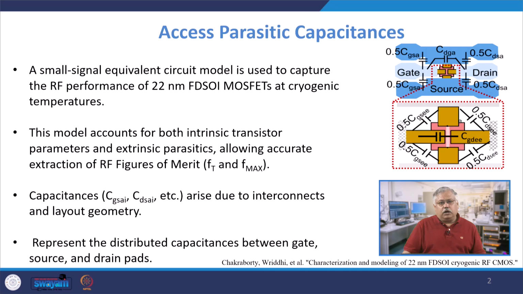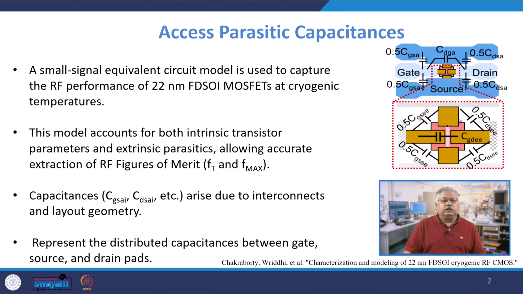This time we will be actually doing some modeling of the physical components which are getting affected by cryogenic. Now, the whole idea of this lecture is to give you a small signal circuit model which will be able to capture the RF performance of 22 nanometer FDSOI.